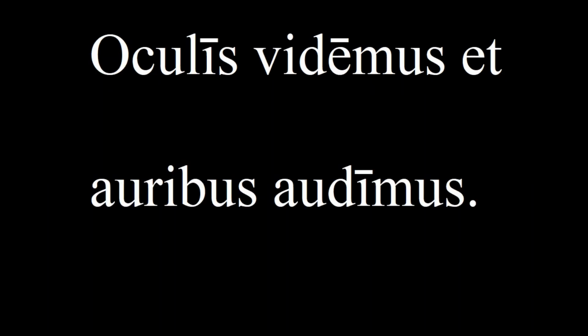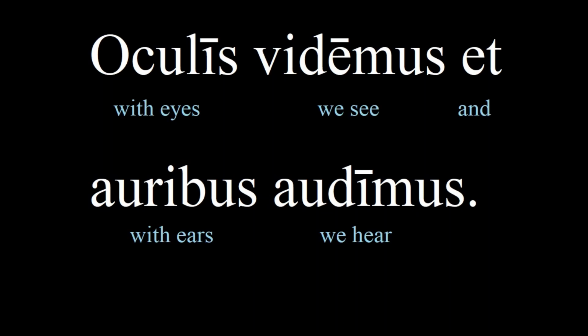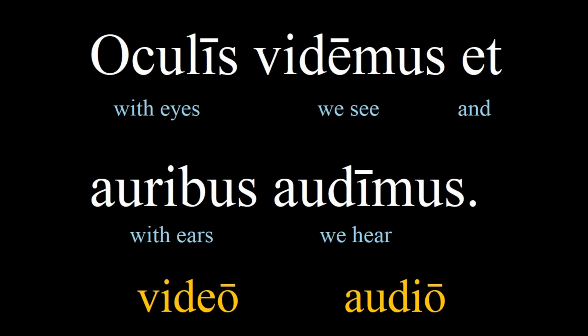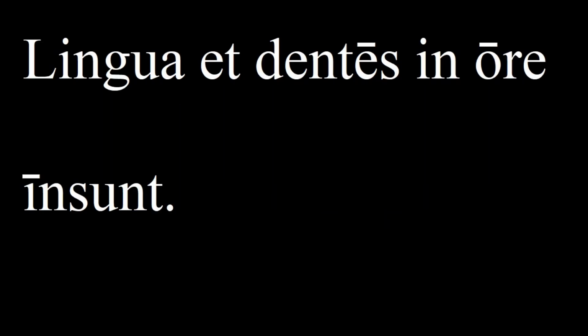Then we have Vidēmus Oculīs nostrīs. We see with our eyes. Remember, the ablative form can be used on its own to give the meaning by means of or with. And another similar sentence is Oculīs vidēmus et auribus audimus. We see with our eyes and hear with our ears. These verbs are easy to learn, right? In first person they are video and audio.